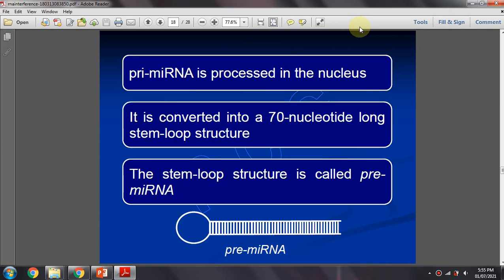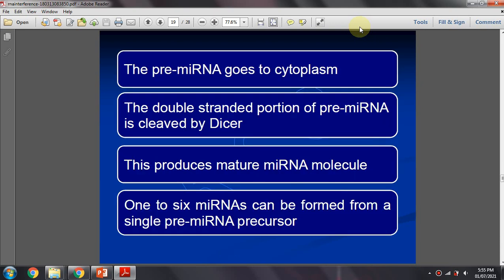Primary miRNA is processed in the nucleus and converted to a 70 nucleotide long stem loop structure. The stem loop structure is called pre-miRNA. This pre-miRNA is transported to the cytoplasm. The double-stranded portion of pre-miRNA is cleaved by Dicer. This produces the mature miRNA molecule.